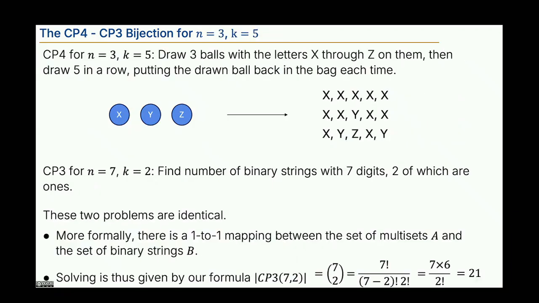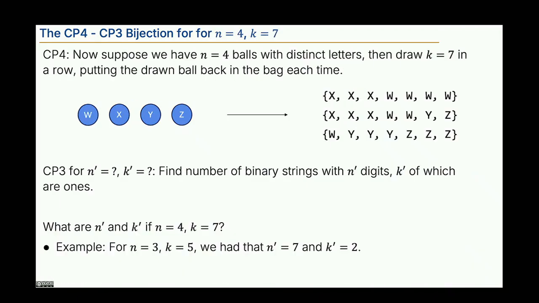There's an interesting thing we can observe: anytime we're doing counting problem 4, it's really just counting problem 3 in disguise. So let's pick a different combination. The way I think about it is, if I pick an n and a k for counting problem 4, you can find an n prime and a k prime that I could just feed to counting problem 3, and it'll give me the answer. So for example, let's suppose n equals 4 and k equals 7. What that corresponds to is drawing 7 letters from a bag of 4 possibilities: w's, x's, y's, and z's.